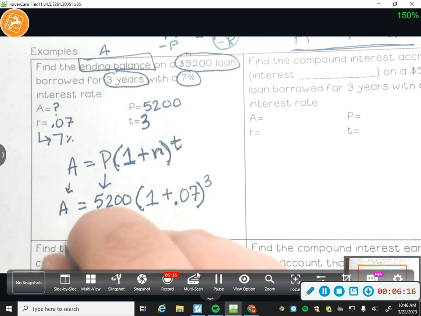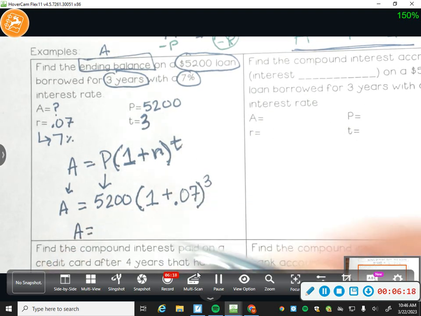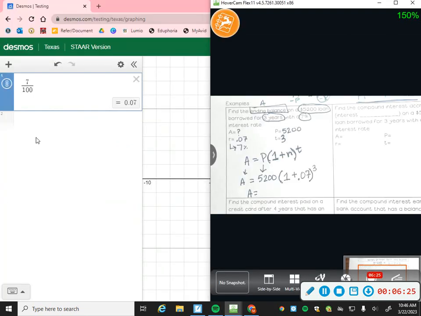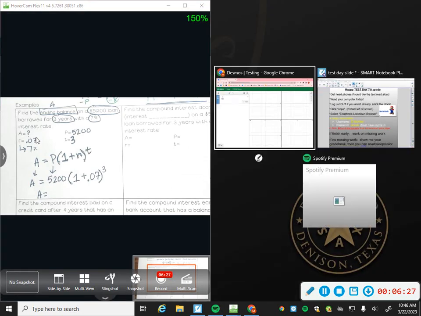From here, all we have to do is type this in on the calculator. So A equals 5,200. Split my screen. Split the other screen. There we go.